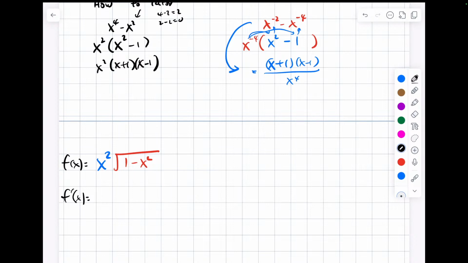Chain and product, and what else? There's one more. Not quotient, good. There's one more rule that you have to be involved. Power rule, right? So there's power rule, product rule, and chain rule. But this time, I want you to factor out the most negative power.